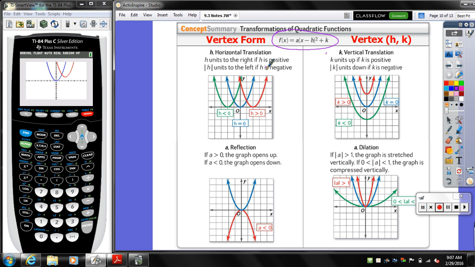And one thing about vertex form that you need to know is that the vertex, which we know how to find in our calculator now, is at h, comma, k. So h is right here, k is at the end. And you'll notice that this form should look very familiar based on our transformations that we just did, because our transformations are easiest to see when our equations are in vertex form.